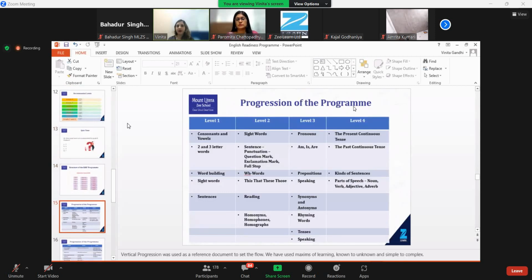Then there's a progression of the program. Level-wise progression is given. As I mentioned earlier, it is not grade specific, it is level specific. We have referred to the vertical progression for these grades to understand the needs of the students level-wise, right?